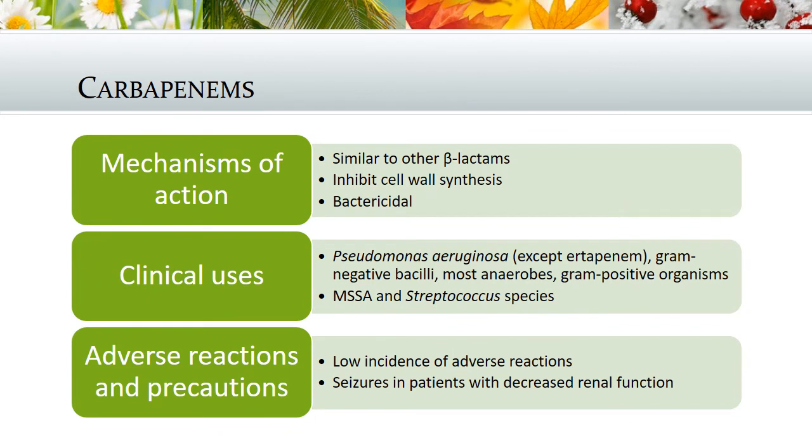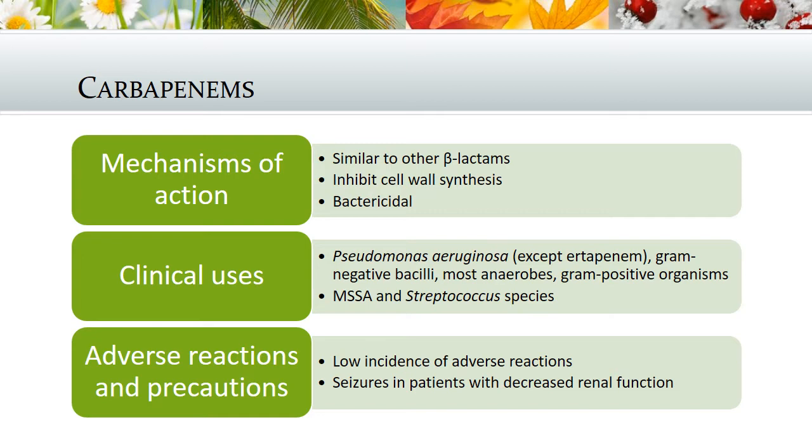Carbapenems. Carbapenems work similarly to other beta-lactams. They inhibit cell wall synthesis and are considered bactericidal. Clinical uses for the carbapenems include Pseudomonas aeruginosa, gram-negative bacilli, most anaerobes, gram-positive organisms, and MSSA and streptococcal species. It should be noted that ertapenem is not good against Pseudomonas aeruginosa.